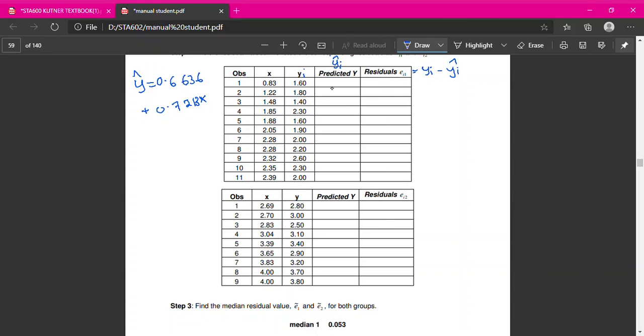Okay, so find the predicted value for each Y, and then get the residual for each observation here. So replace each of these x in this equation to get Y i hat. Right?